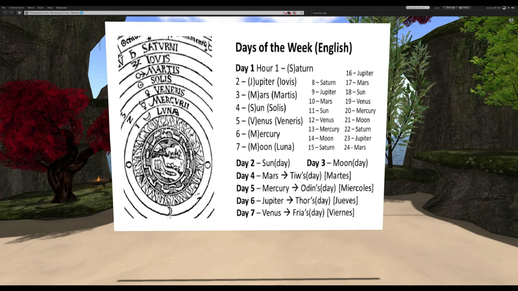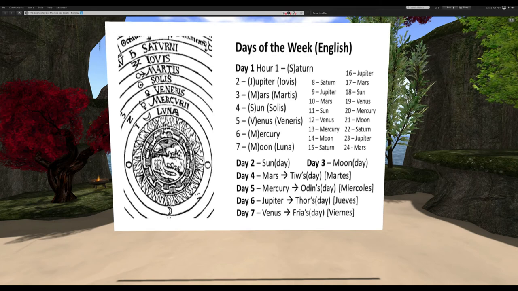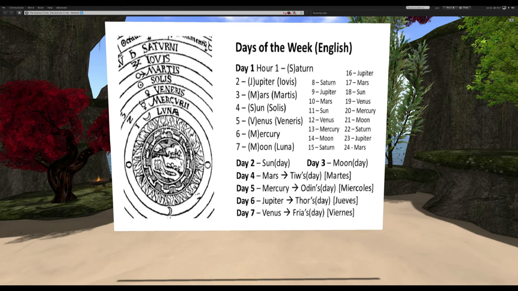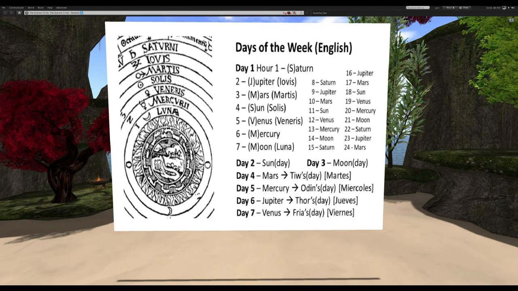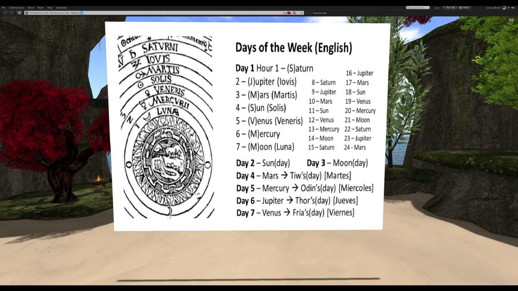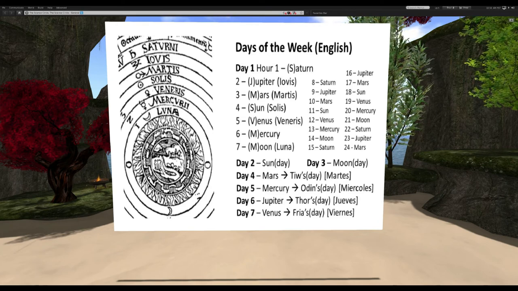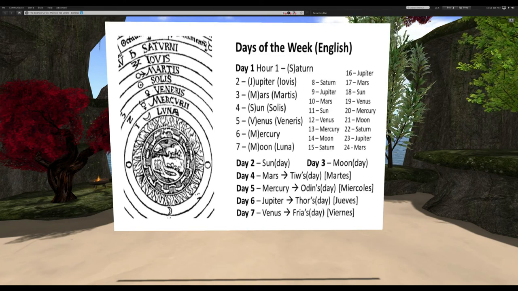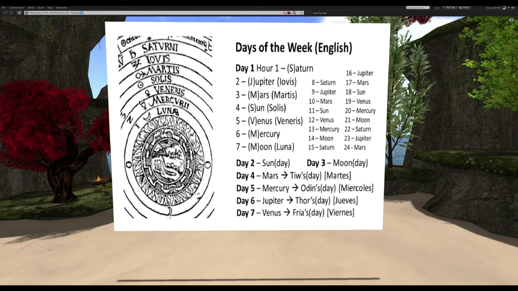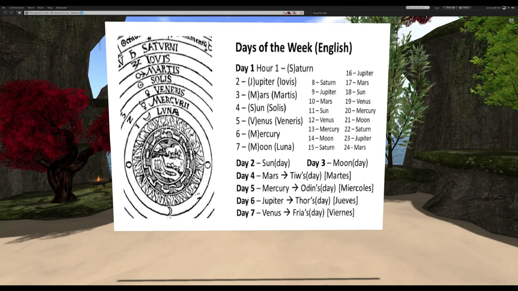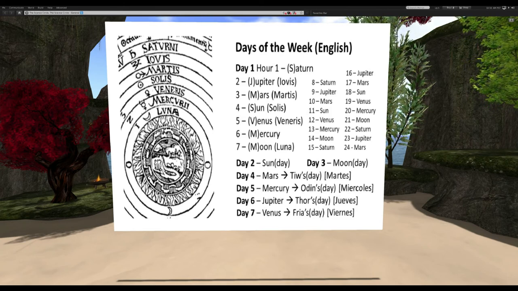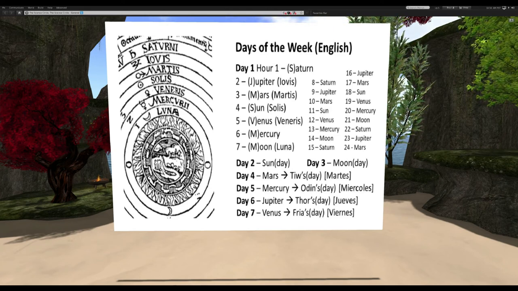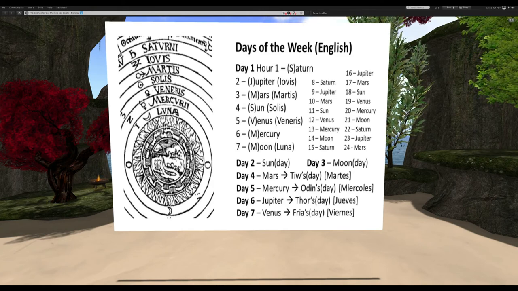Through the 24 hours, then in the next day, it's the Sun that rules the first hour, and then the third day it's the Moon, and then there's Mars, Mercury, Jupiter, and Venus. And so if you look at what the days of the week are in a Latin-based language, like Spanish or Italian or French, you'll see that it's based on Mars and Mercury and Jupiter and Venus. It's much more obvious, but in English, it's Tuesday, Wednesday, Thursday, and Friday.